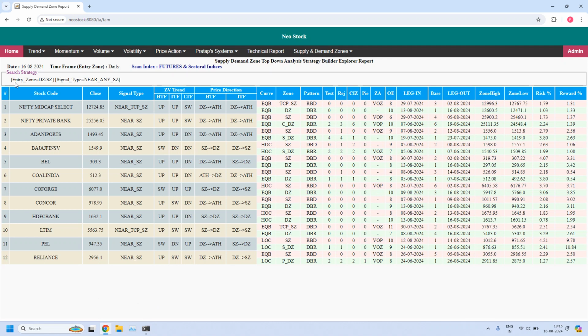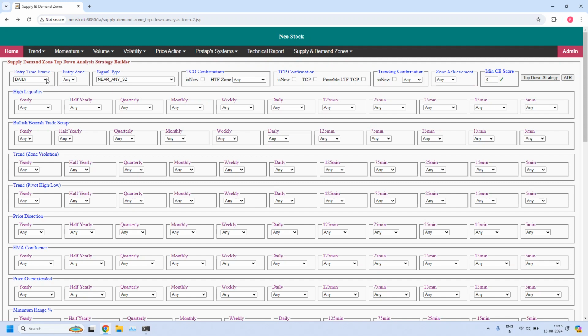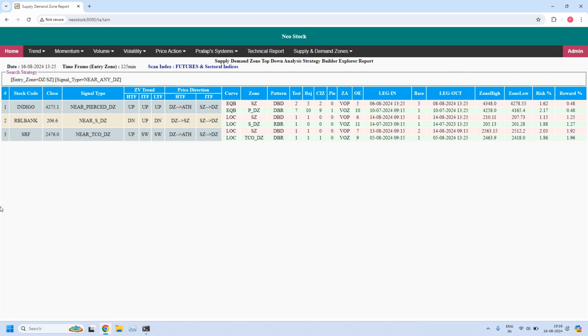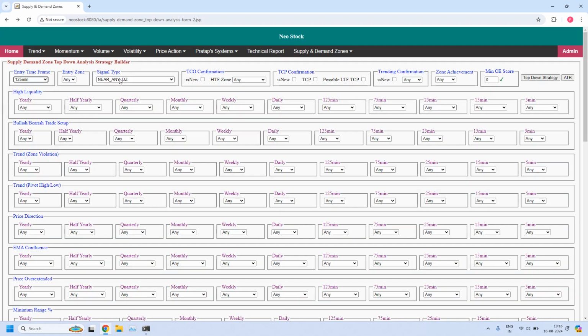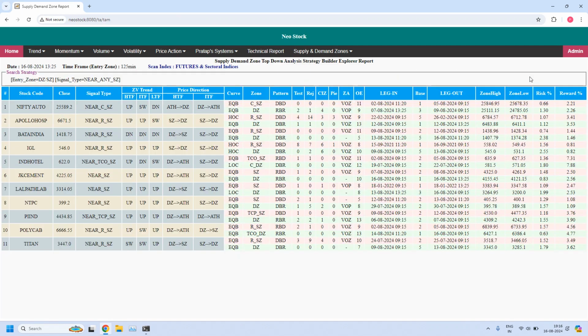Okay, the next time frame is 125 minutes. Let us find the stocks near 125 minutes demand zone. 3 stocks are filtered. The next report, 125 minutes time frame. Let us find the stocks near 125 minutes supply zone. 11 stocks are filtered.